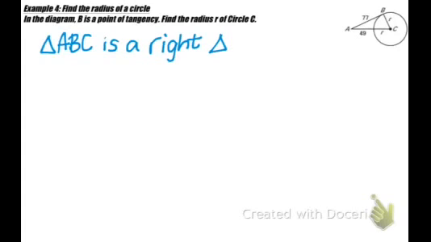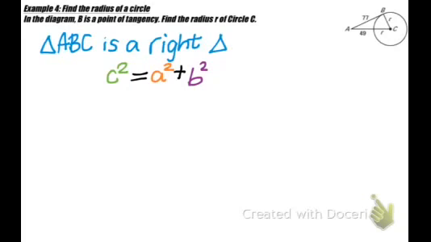In example 4, in the diagram, B is a point of tangency. Find the radius r of circle C. In this problem, we already know that triangle ABC is a right triangle because point B is a point of tangency. So that must mean that c squared is equal to a squared plus b squared, because the radius r intersects B at a right angle, which then makes triangle ABC a right triangle.